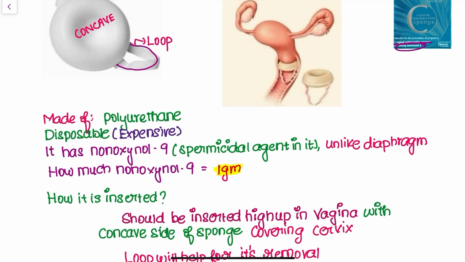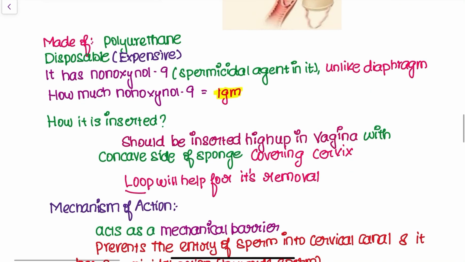Clear? So it is made up of polyurethane, it has a concave surface, it comes with a loop in itself, it is disposable, and it is expensive as well. It has a spermicidal agent in itself, which is nonoxynol-9, the most commonly used spermicidal agent. And how much nonoxynol-9 is present in Today's sponge? It is 1 gram. Right?